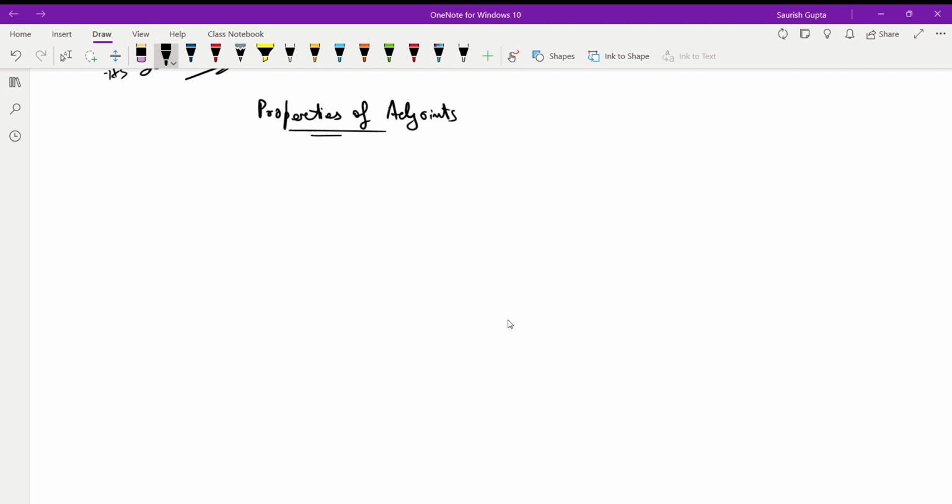So first, what we are gonna do is discuss the properties of adjoints, and these properties are fairly trivial. They are very observable and they directly follow from the definition. So I'm not going to prove these, at least in detail. Let me just state the theorem.